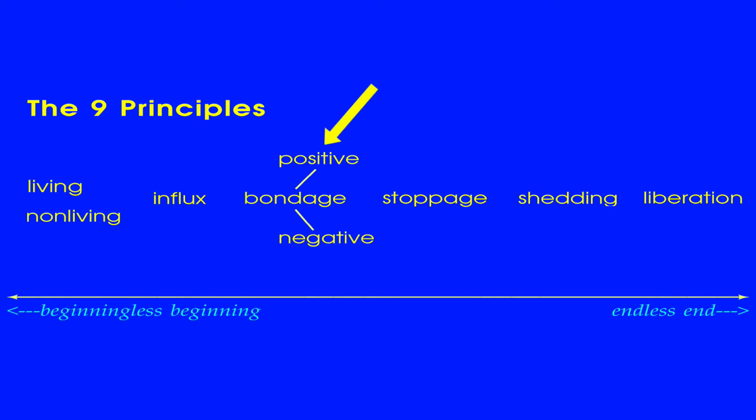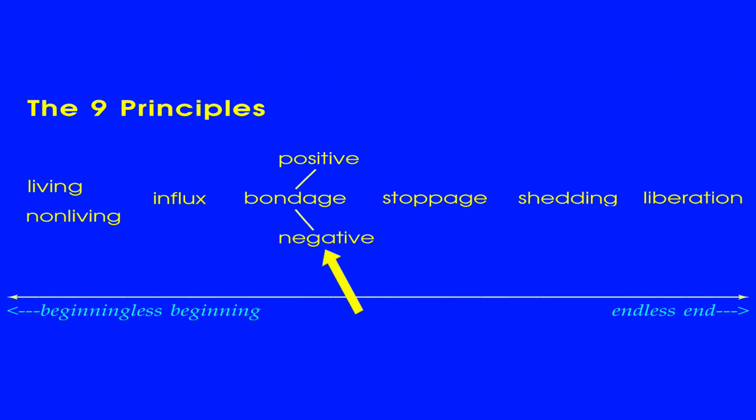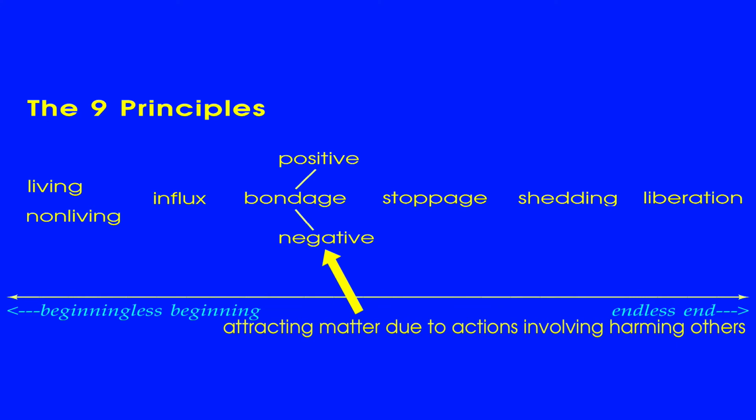Positive outcomes are the result of attracting matter when we engage in actions involving, for example, helping others. Negative outcomes are the result of attracting matter when we engage in actions involving, for example, harming others. Whether 7 principles or 9 principles, these Jain insights provide a greater understanding of how and why our experiences occur, and empower us to take control of our destiny.